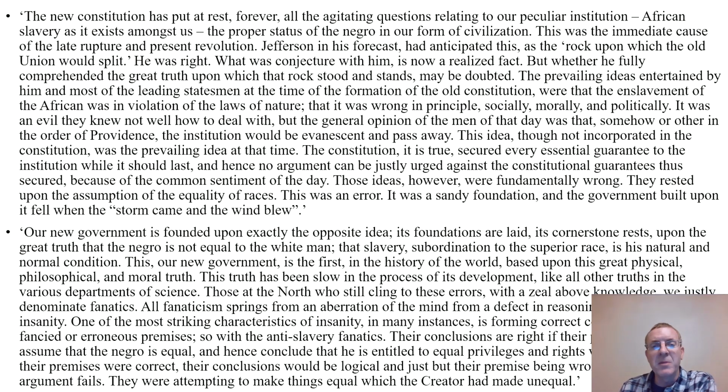This, our new government, is the first in the history of the world, based upon this great physical, philosophical, and moral truth. This truth has been slow in the process of its development, like all other truths, in the various departments of science. Those at the North who still cling to these errors with a zeal above knowledge, we justly denominate fanatics. All fanaticism springs from an aberration of the mind, from a defect in reasoning. It is a species of insanity.